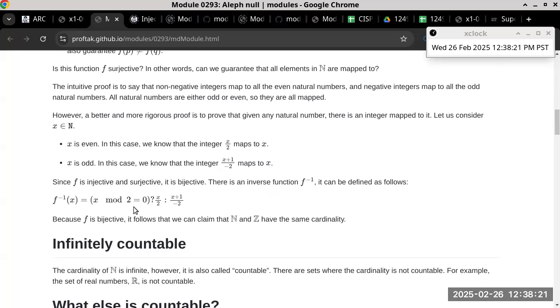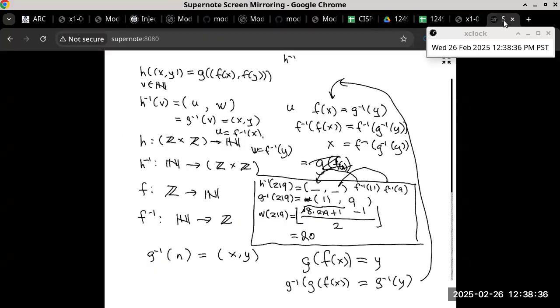So x is 11. 11 mod 2 equals 0 is false. So we go to here. 11 plus 1 is 12. 12 divided by -2 is -6. Okay, cool. So that means in my slide here, the -6 goes here.